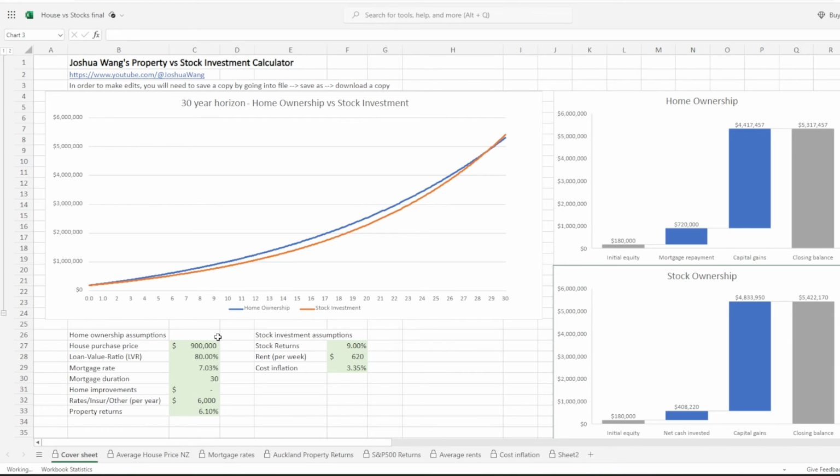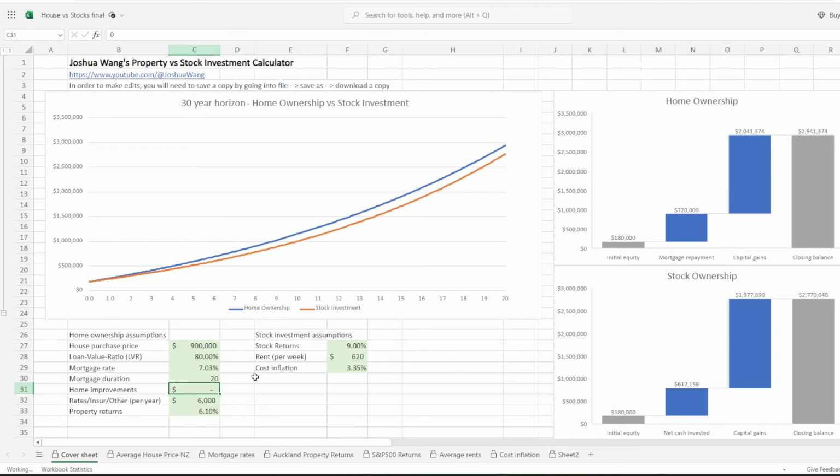Now you can play around with these assumptions just to see how things will change. So for example, let's say I reduce my mortgage duration by 10 years to 20 years, then the numbers will be slightly different and home ownership will actually be better off than buying stocks. So that's an interesting thing to look at.